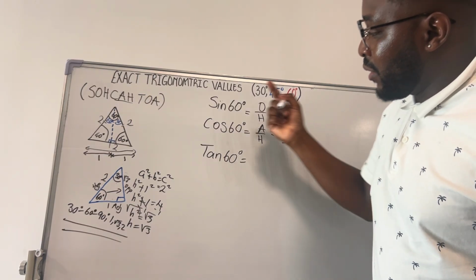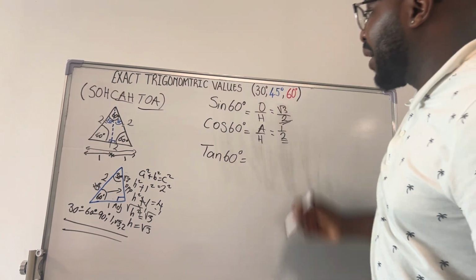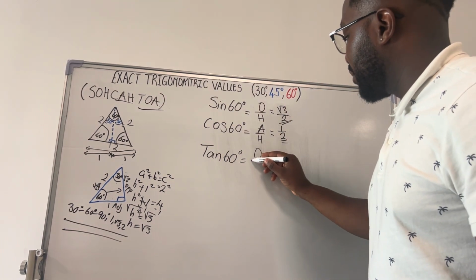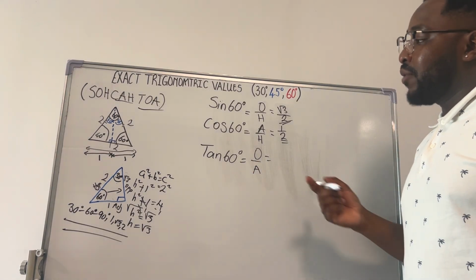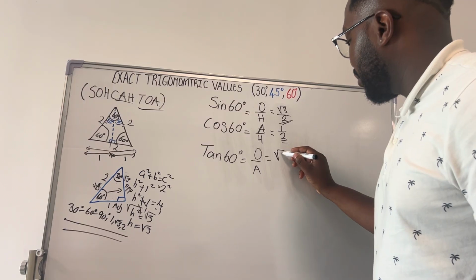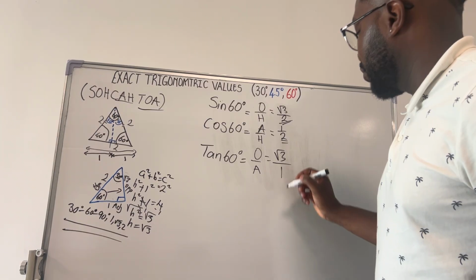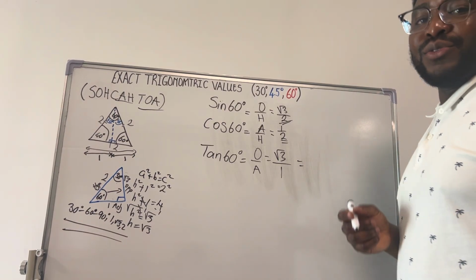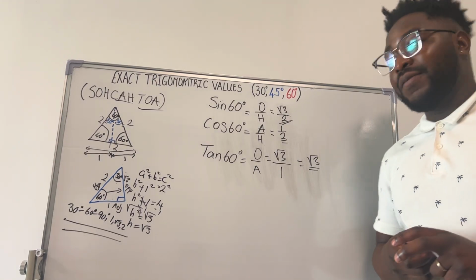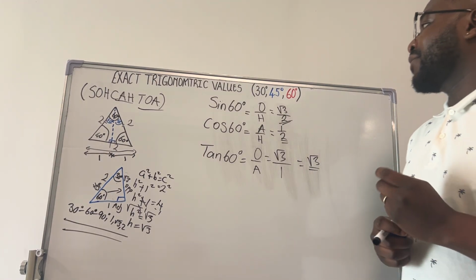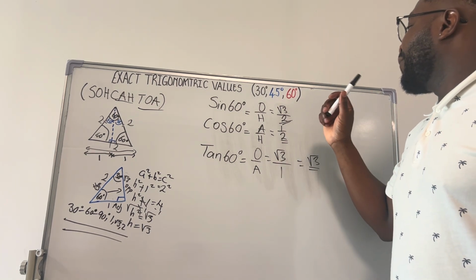Yes? Okay, so let's move on to our last one, tan 60. Yes? And we know that tan, using our SOHCAHTOA there, is opposite over adjacent, right? Opposite over adjacent. And what is our opposite? Root 3 over, what is our adjacent? 1. And we know that root 3 over 1 is what? It's simply root 3, right? So there we go. We have found the exact values of sine, cos, tan for 60.